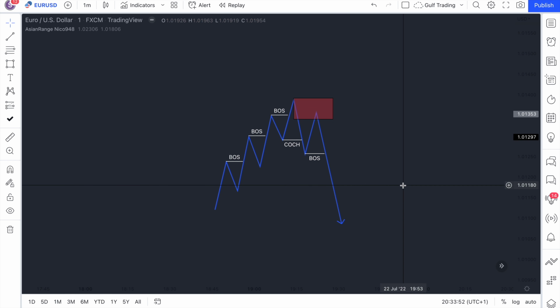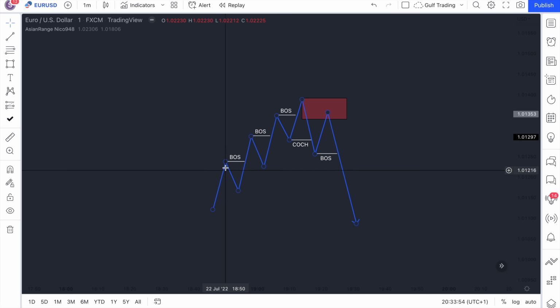But back to this. As you can see, BOS stands for break of structure and COCH stands for change of character. So I'll just talk you through the difference. At the moment, we're in an uptrend, creating higher highs, higher low, higher high, higher low. A break of structure is continuation, so if you're on a bullish trend, it shows that the bulls are still in control as they're able to break past the last high. So we call that a break of structure. It's going in the direction of the trend.